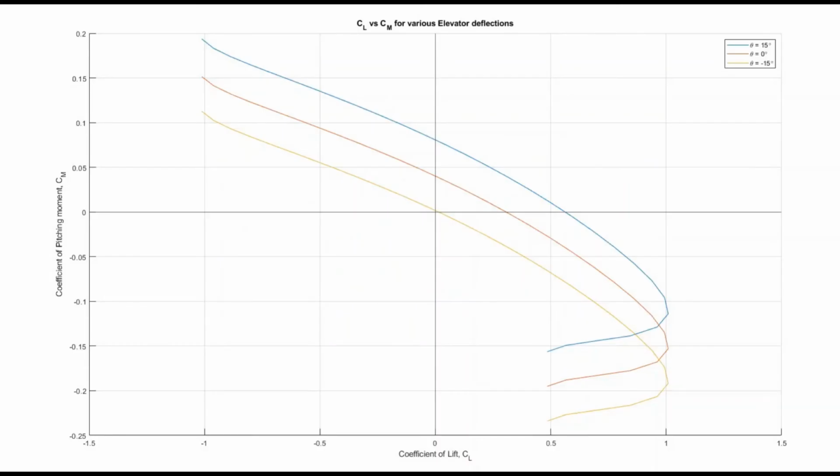Here we have our graph of CL versus CM for 3 different elevator deflections, one for 15 degrees, one for 0, and one for minus 15 degrees. We can see that the minus 15 degree trims much earlier than the other two, and then the 0 and then the 15 degrees, as expected.